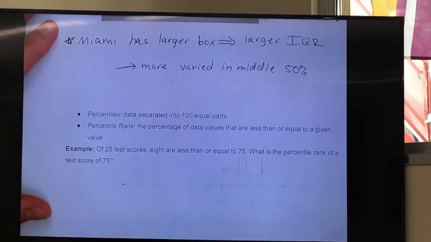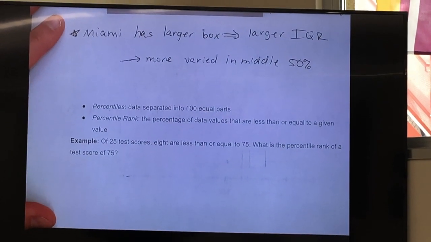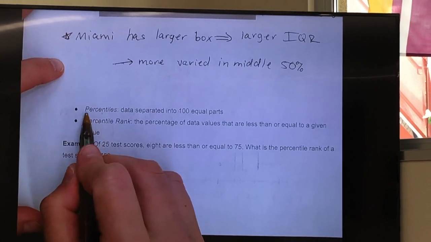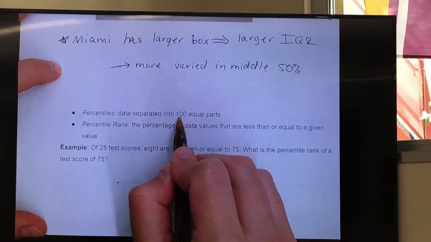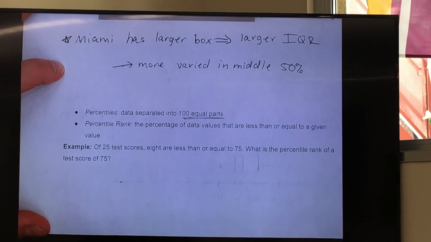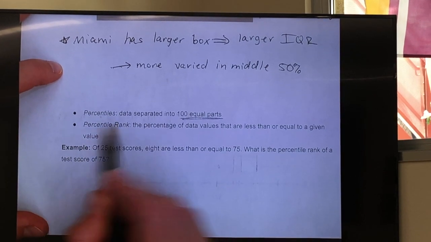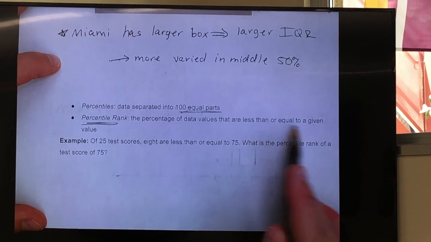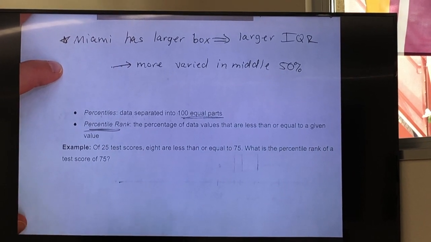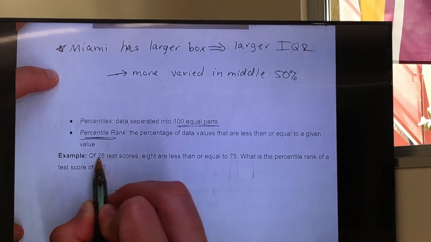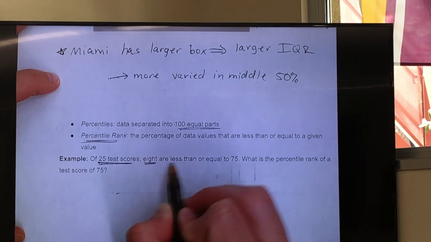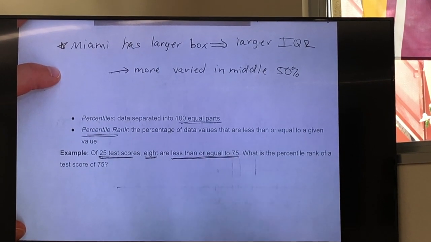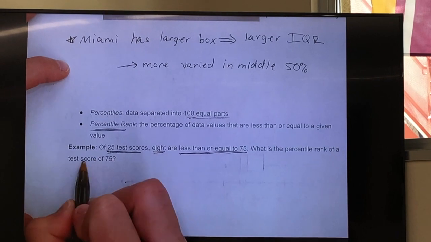Okay, last little part of the homework is talking about percentiles. Try your best on these on the homework. Percentiles talk about what you would do if the data was spread into 100 equal parts. And then you can rank them depending on that as a percentage. So the percentage of data values that are less than or equal to a given value. So in this situation, out of 25 test scores, 8 are less than or equal to 75. What is the percentile rank of a test score of 75?